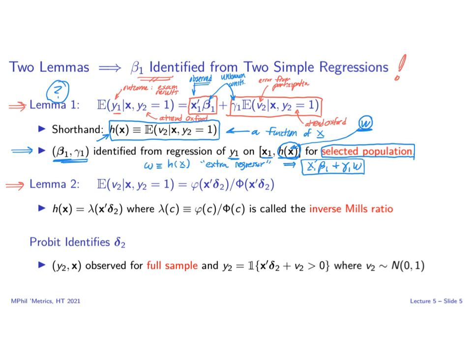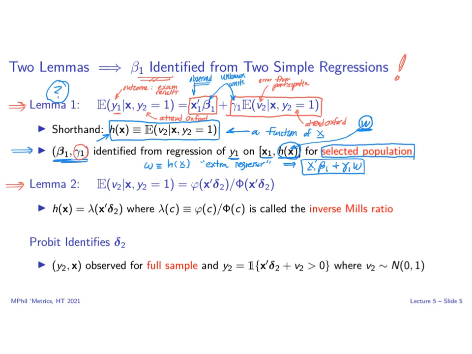Now, to be able to do this, we need a way of calculating this additional regressor w that I defined as h of x, where h is this conditional mean function of v2 given x and y2 equals 1. Second, this result shows, as I asserted earlier in the video, without proof, that any bias arising from sample selection does indeed come from dependence between the errors in the participation and outcome equations.